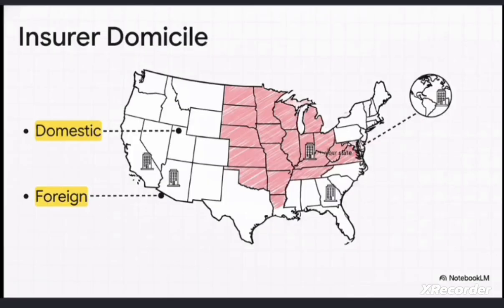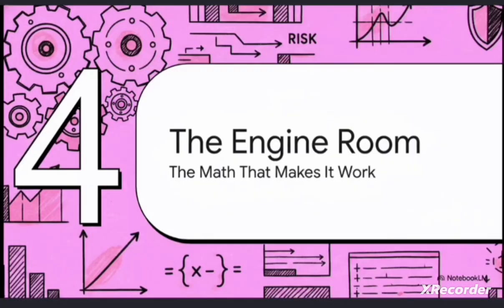You'll also hear these terms tossed around to describe an insurer's location or its domicile. It's actually really straightforward. If they're domestic, they're based in your state. If they're foreign, they're based in another US state. And if they're alien, they're based in a whole different country. Simple as that.